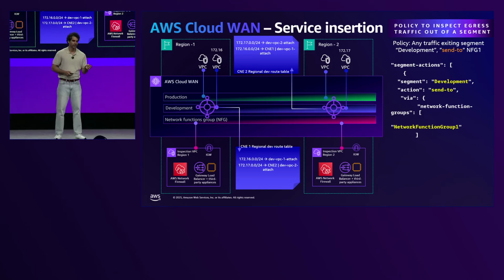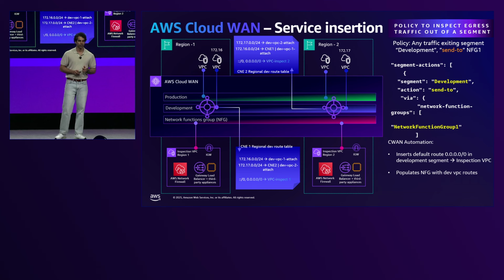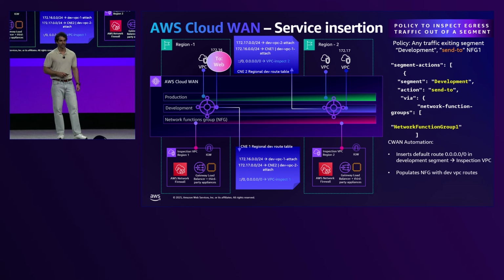Segment development send to via network function groups, network function group 1. I think it's very intuitive, very straightforward. So when I do that, what Cloud WAN does behind the scenes is it inserts a default route saying 0.0.0.0/0 next hop inspection VPC. And it populates the network function group with all the dev VPC routes. So let's see an example.